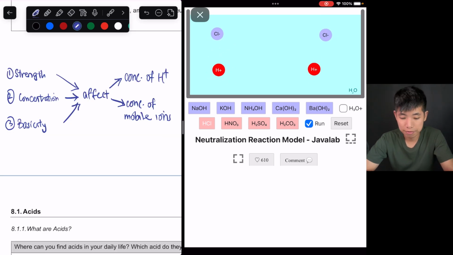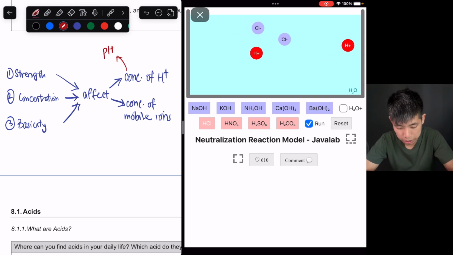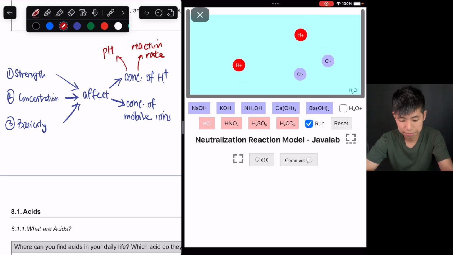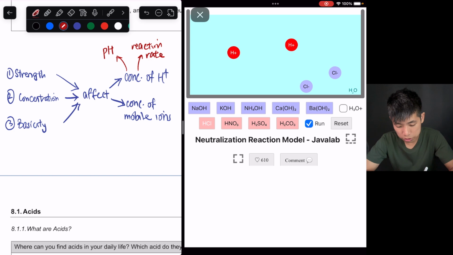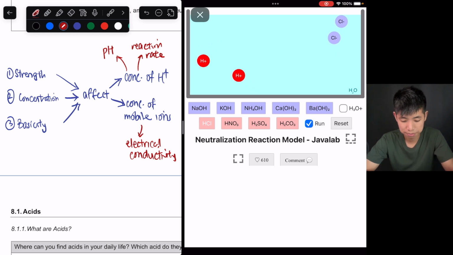If I were to present you with a simple mind map, these three factors will affect the concentration of your H+ ions, which will affect your pH, which will affect the reaction rate. What does it mean by reaction rate? It will be how fast the acid reacts with, let's say, a metal, a carbonate, or a base. Your concentration of mobile ions will affect the electrical conductivity. So the higher the concentration of mobile ions, the greater the electrical conductivity of the acid solution. Okay, so we'll explore how each of these three factors will affect these three outcomes.